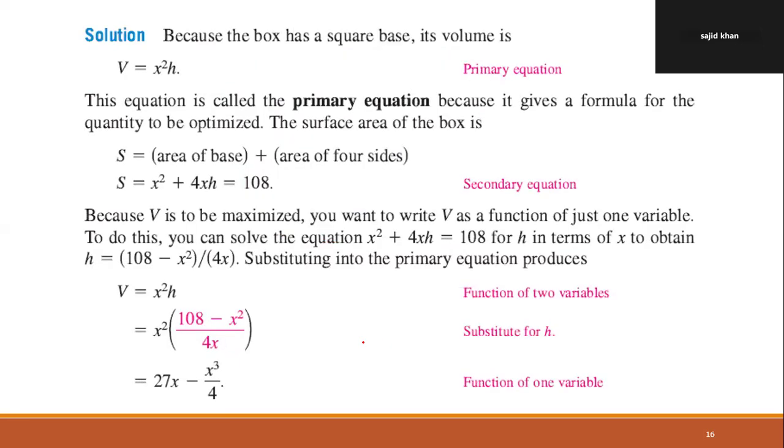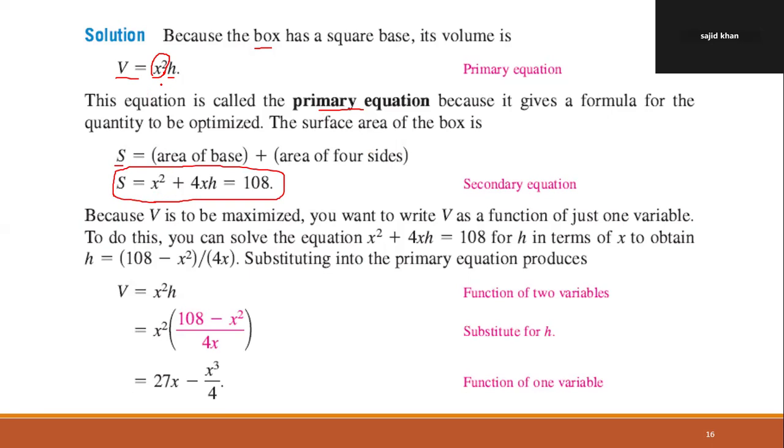So what is the primary equation? The primary equation is basically our objective equation. The objective function is what? Our job is to calculate the volume. So what is the formula for volume? The area of the square base, which is x square, times the height h. So volume is calculated by the formula x square h, and it is known as the primary equation. The second equation is the surface area, which is x square plus 4xh. Understand? It is very important, because our objective function has two variables on the right side, x and h.